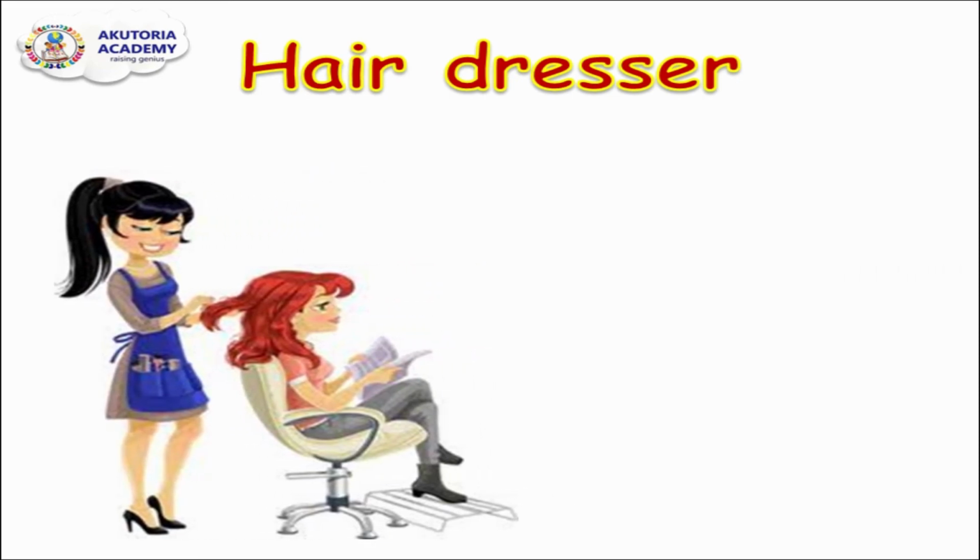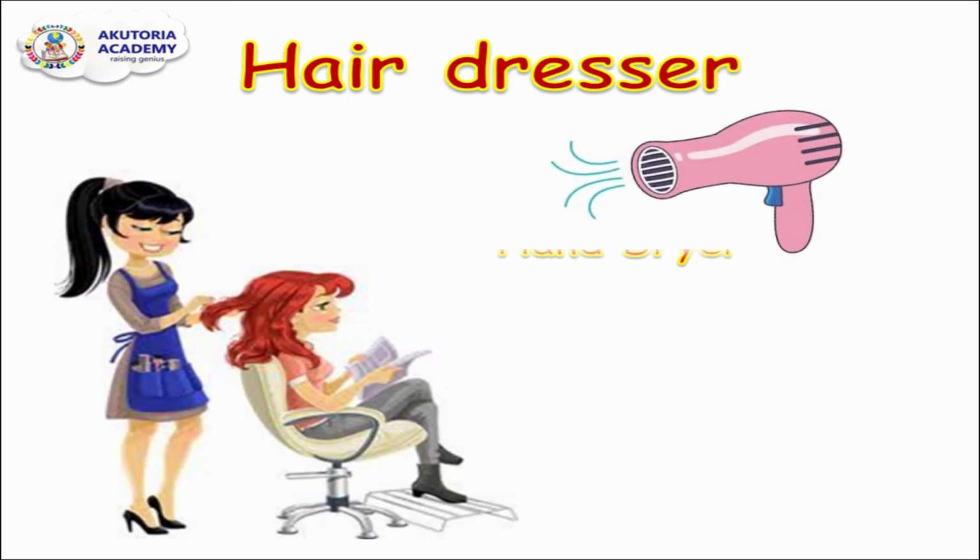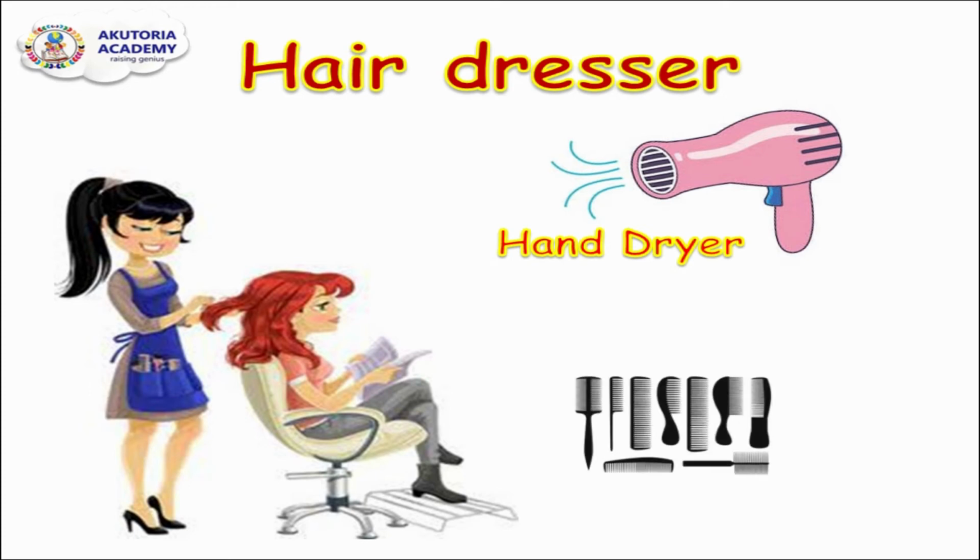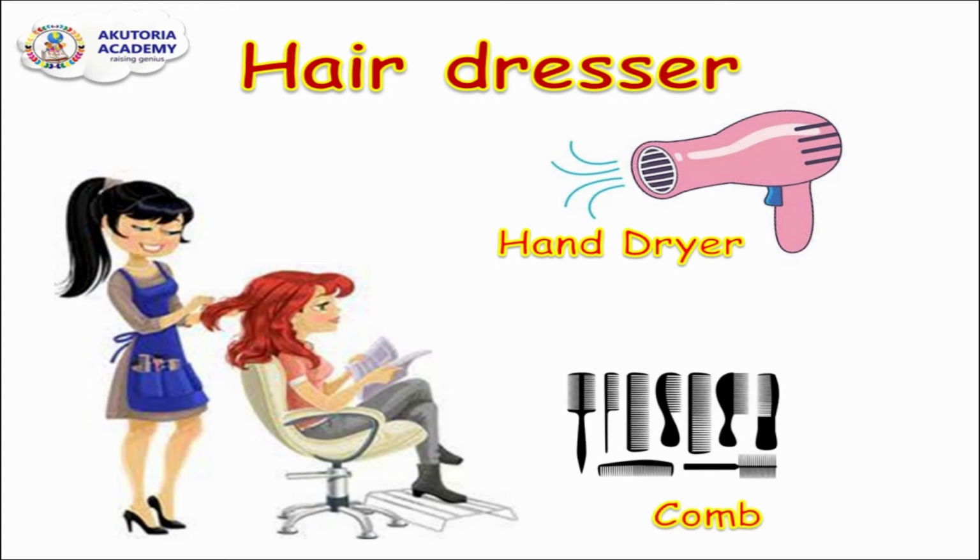The hairdresser uses what we call the hand dryer to dry our hair, especially when you just washed your hair. She uses the hand dryer to dry off the water from your hair. She also uses different types of combs to comb and style our hair so that we'll look very beautiful.